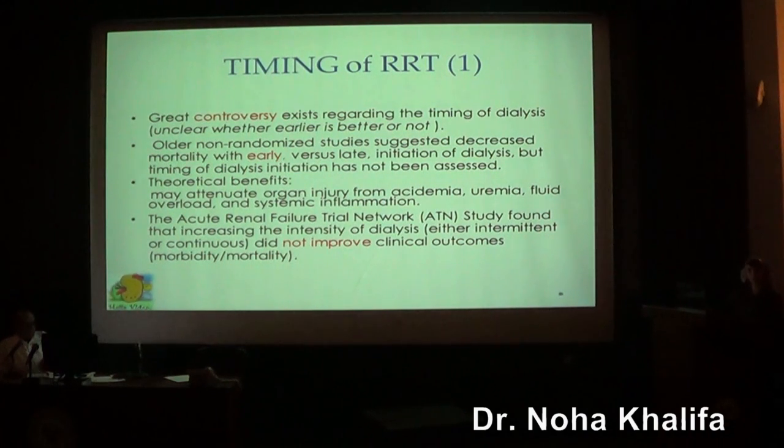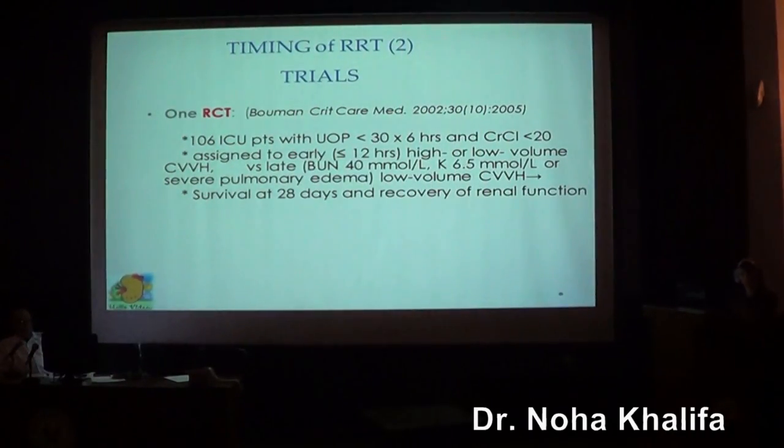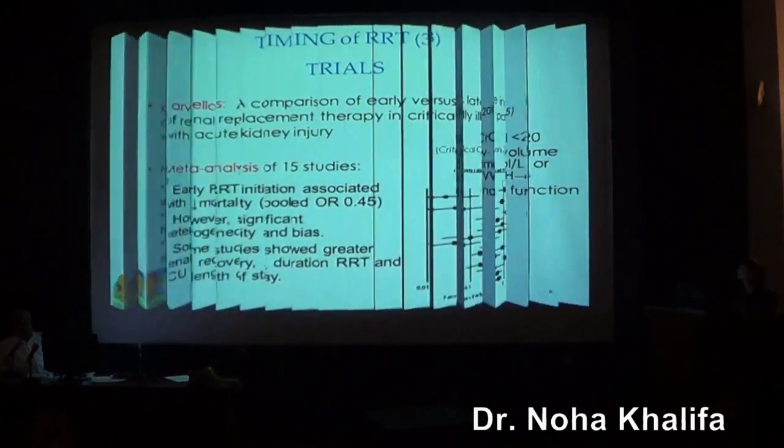There's a great controversy, so there are no clear indications for when we start doing it, and there are non-randomized controlled studies that say that early initiation reduces mortality, and of course there are always theoretical benefits that it might reduce the organ injury resulting from acidemia or uremia or fluid overload. But the ATN study found that increasing the intensity did not really improve any outcome in terms of morbidity or mortality. There was one randomized controlled study on 106 patients that had the criteria of AKI, and it resulted in survival after 28 days and recovery of the renal function.